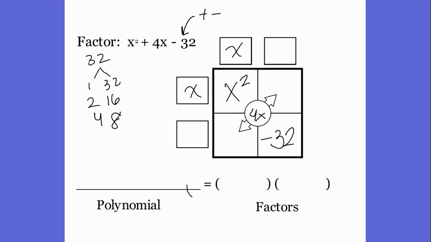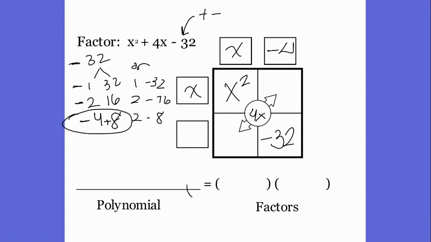So I need to look at these. Negative 32 means one of these has to be negative. So I could either have it like this, or I could have it like this. And I know that I need to get a positive 4. So I'm going to use this combination of numbers because 8 plus negative 4 gives me positive 4. So one of these needs to be negative 4 and positive 8.